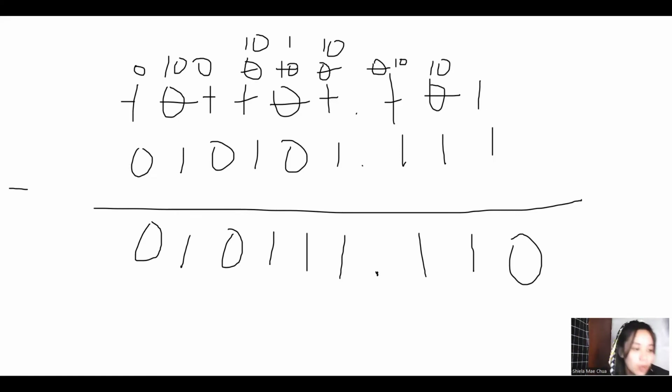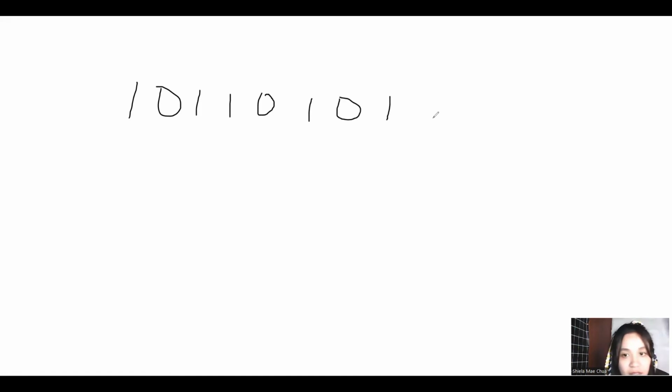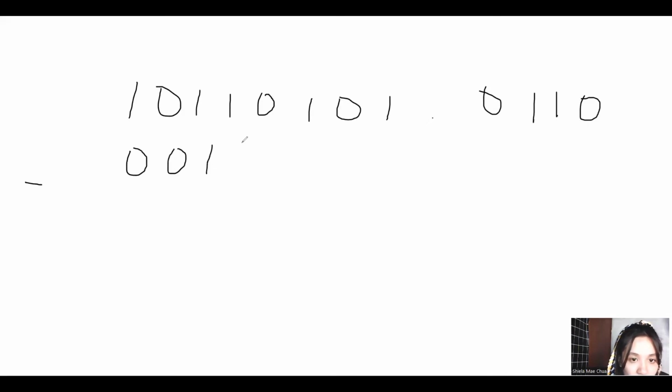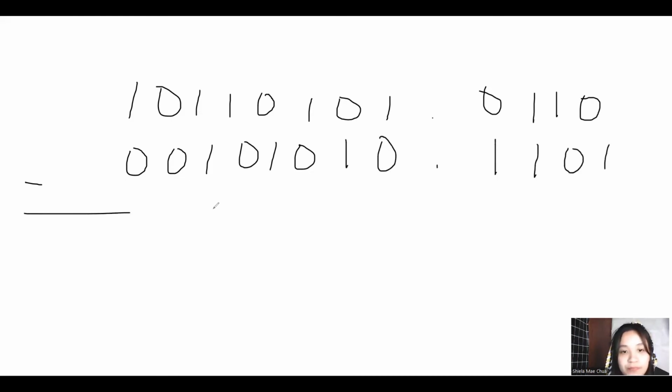Now for our last example, we have 1, 0, 1, 1, 0, 1, 0, 1, binary point 0, 1, 1, 0, minus 0, 0, 1, 0, 1, 0, 1, 0, binary point 1, 1, 0, 1.